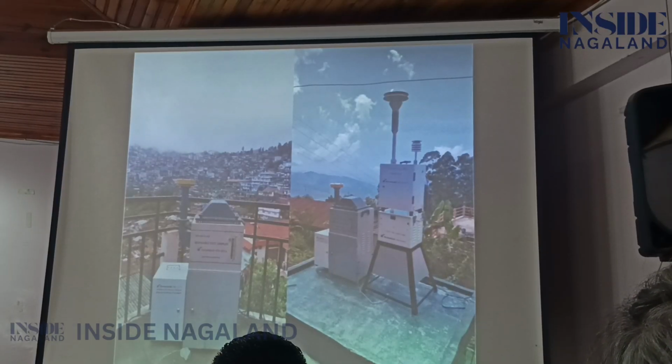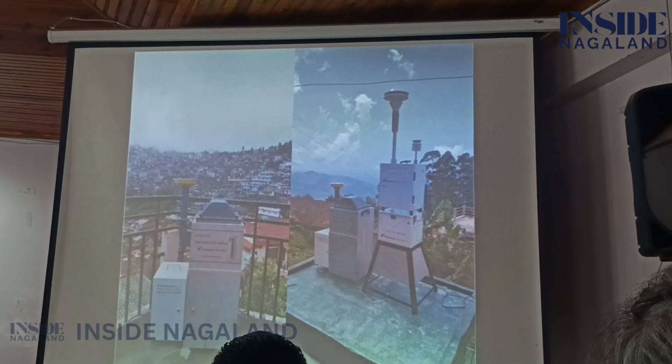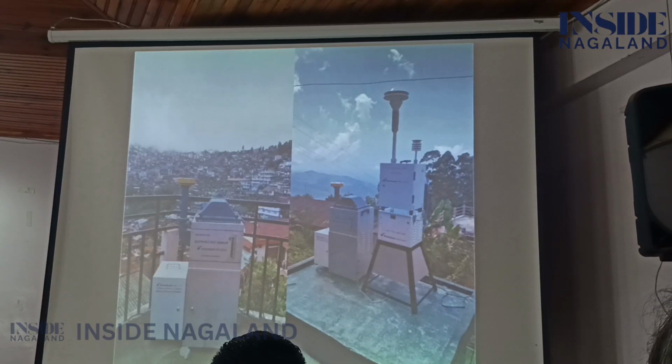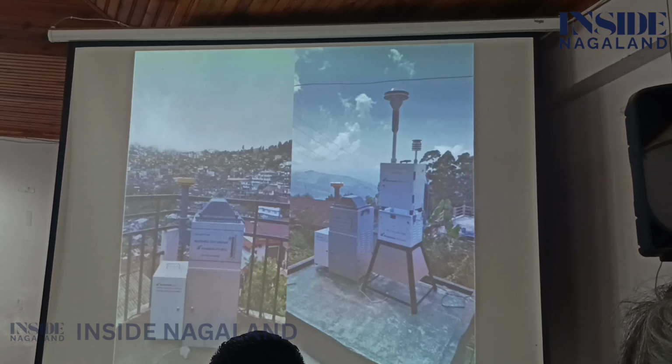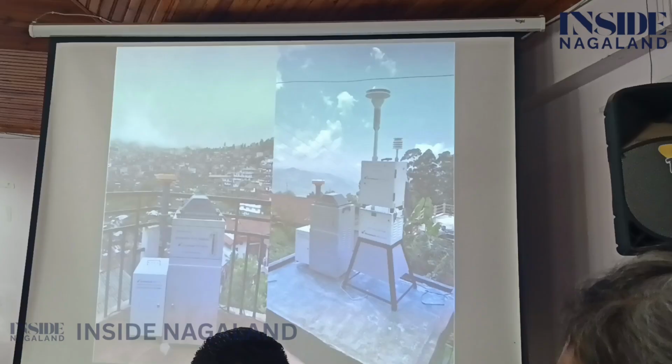This is known as RDS, and this is known as fine particulate matter. If you can see over here, a white box, this is used for monitoring the gaseous parameters, and this is a machine used for monitoring PM10. I will discuss the particle sizes PM10 and PM2.5 later.